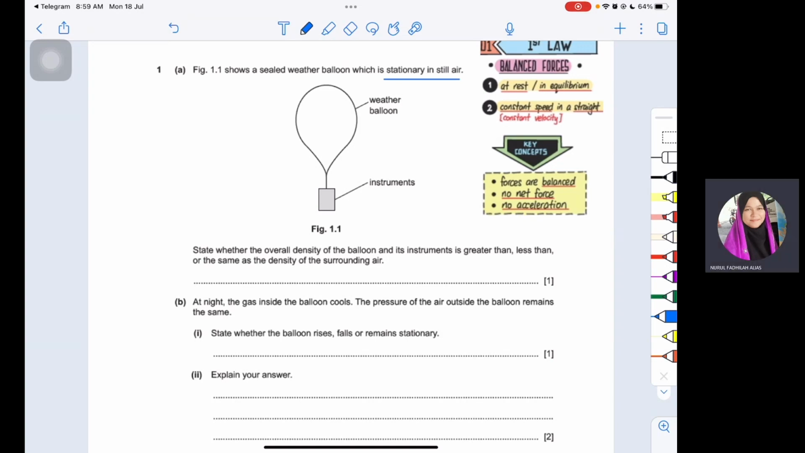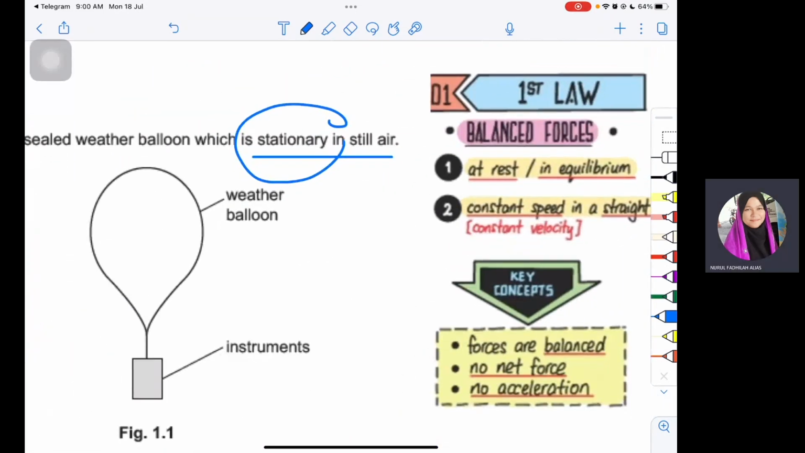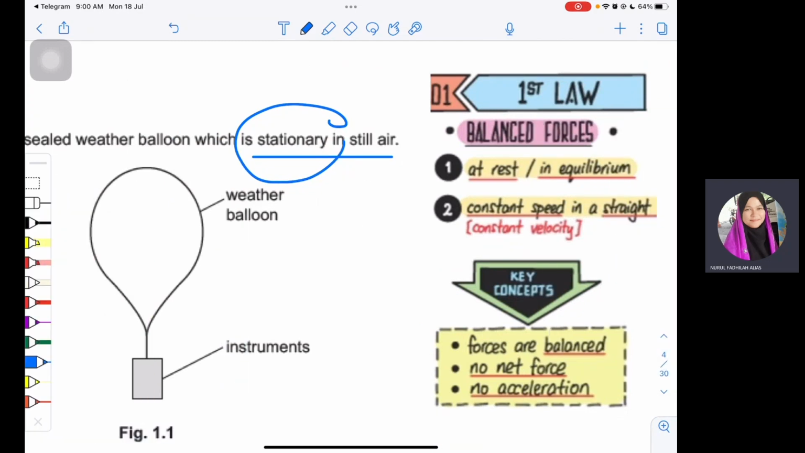Okay? What is the meaning? What does it mean when we say that an object is stationary? Dia tak bergerak. Maksudnya apa? Dia stationary. Stationary maksudnya dia bergerak tak? Tak bergerak. So, ini sebenarnya topik balance forces. So, what do you understand with the topic ni? Balance forces.